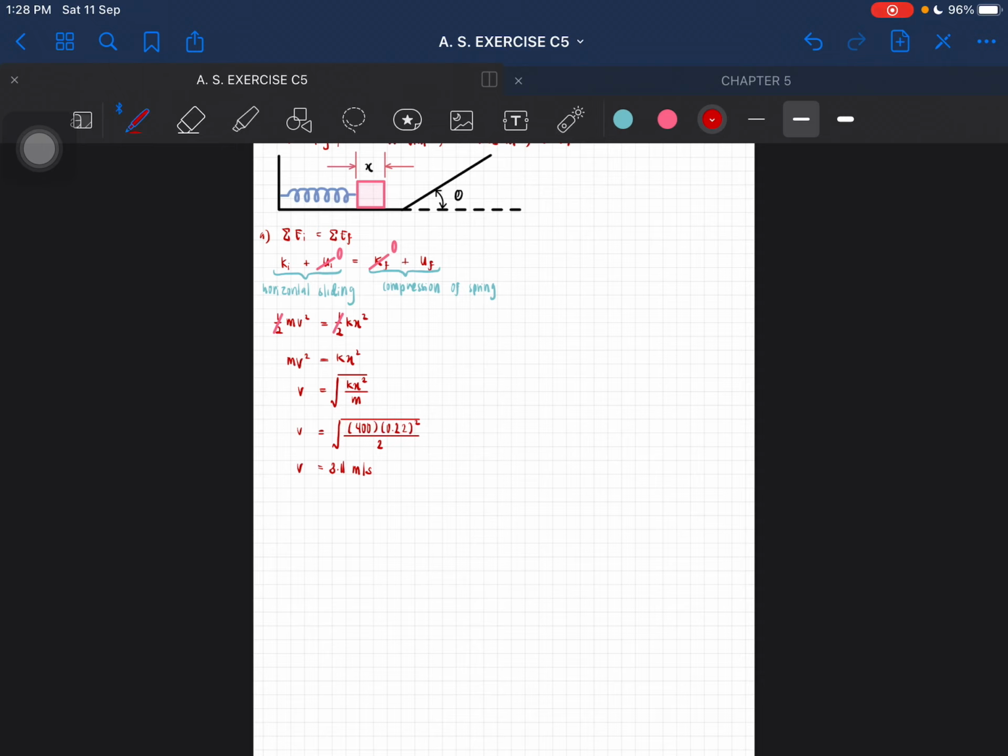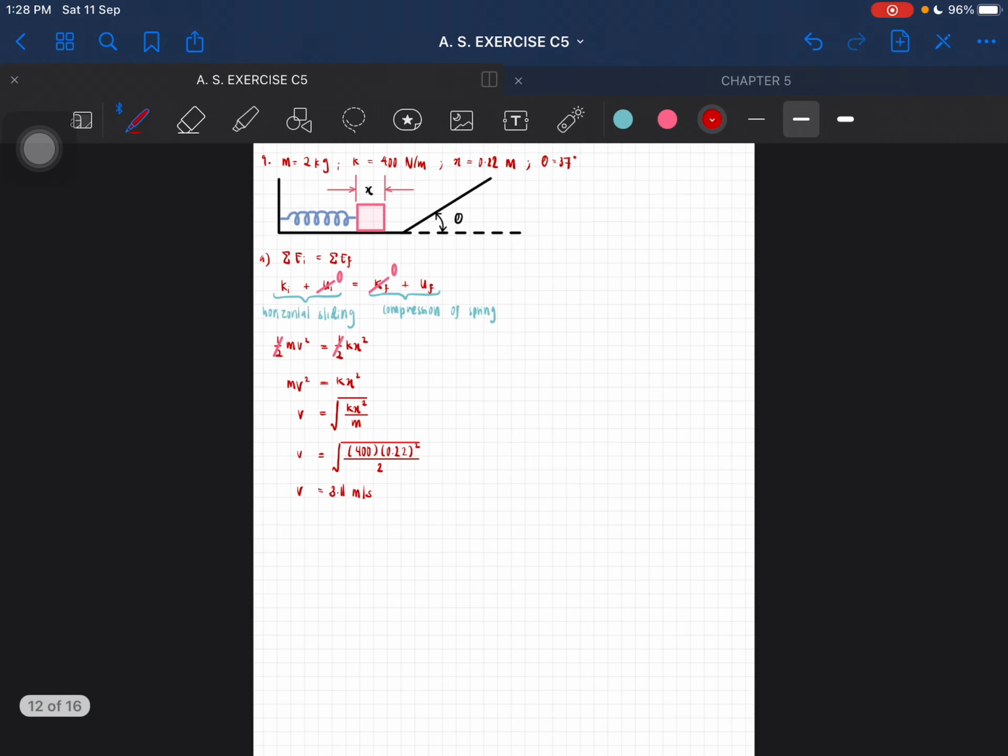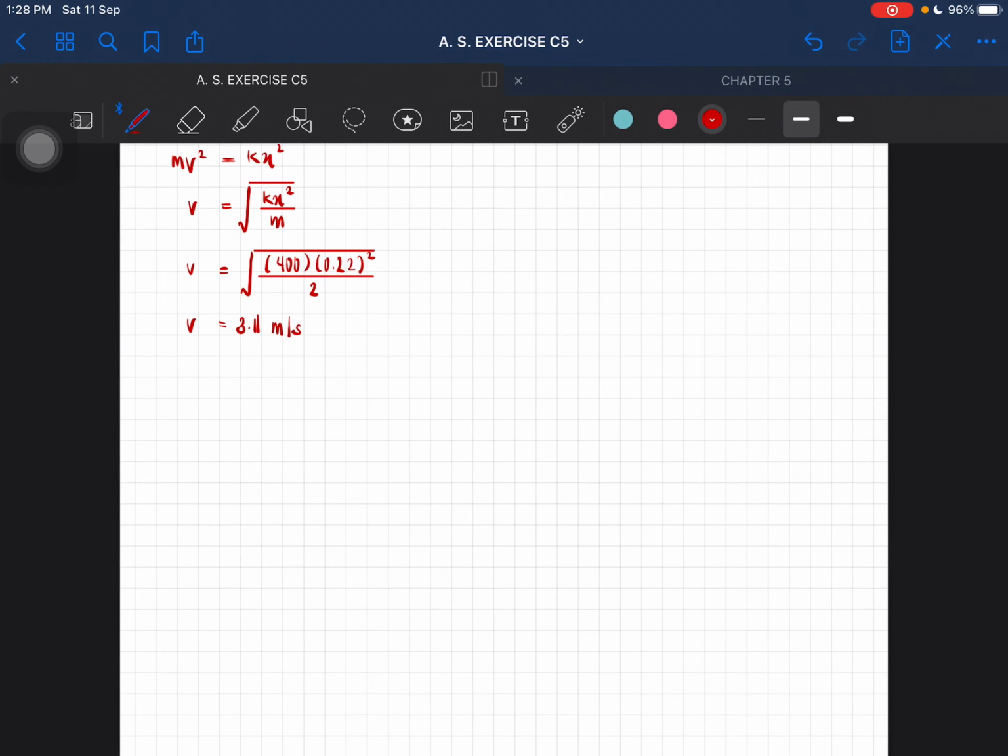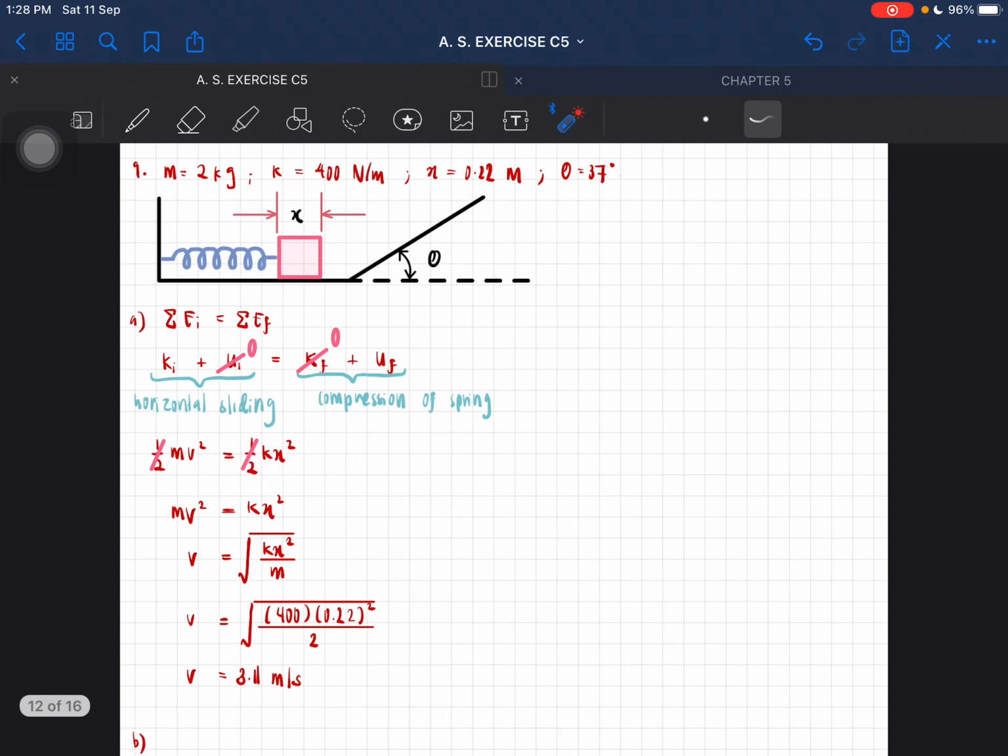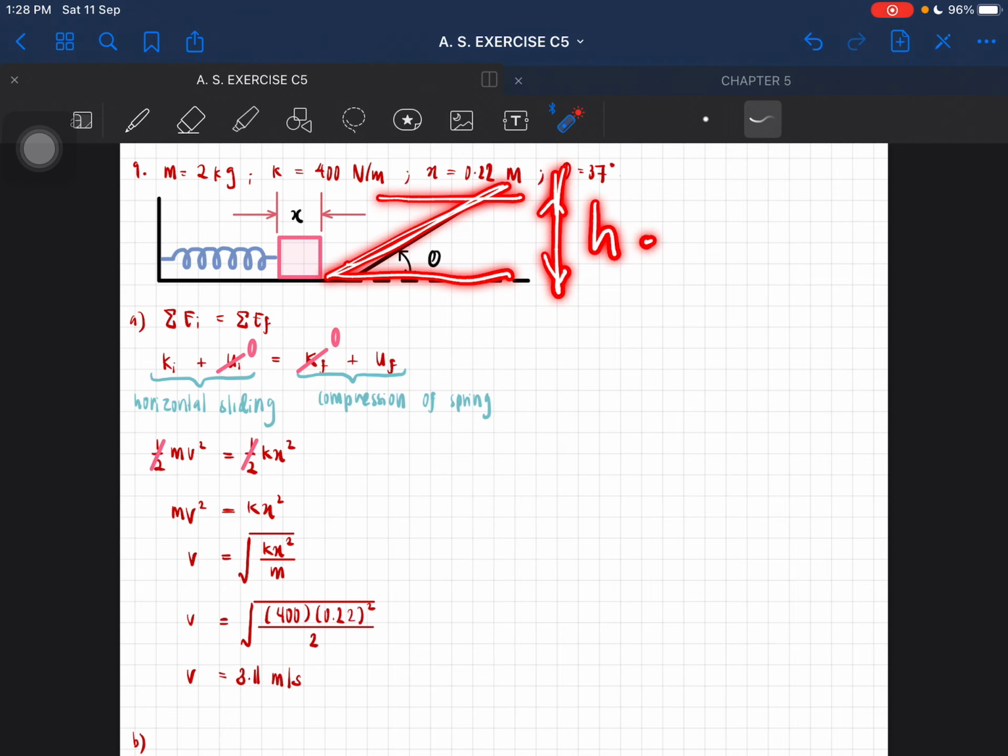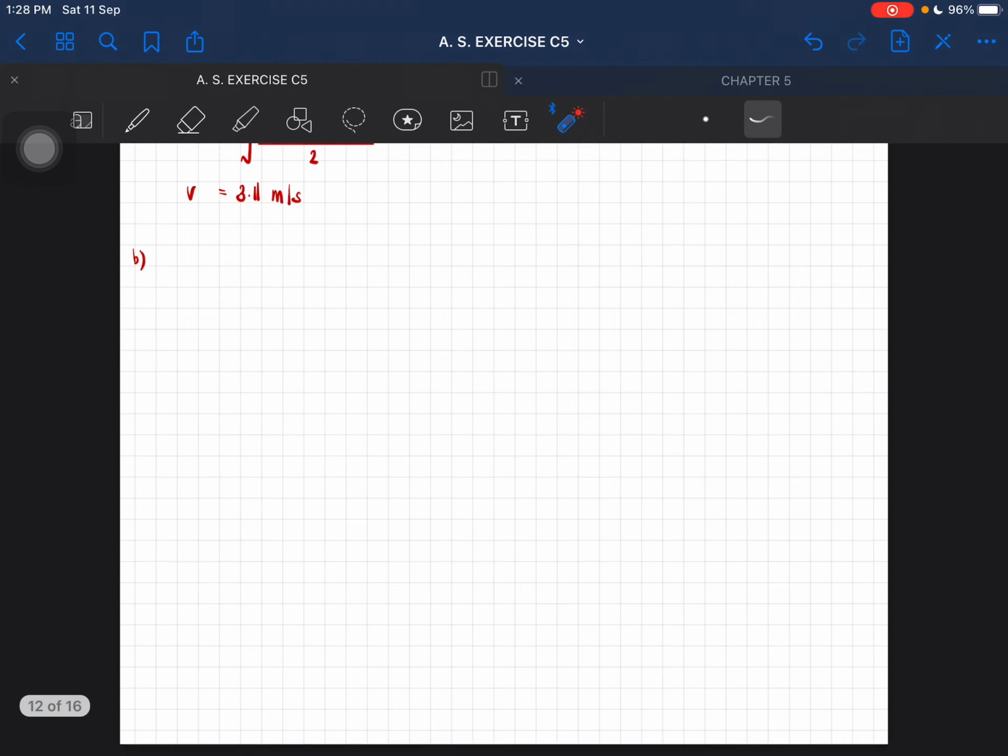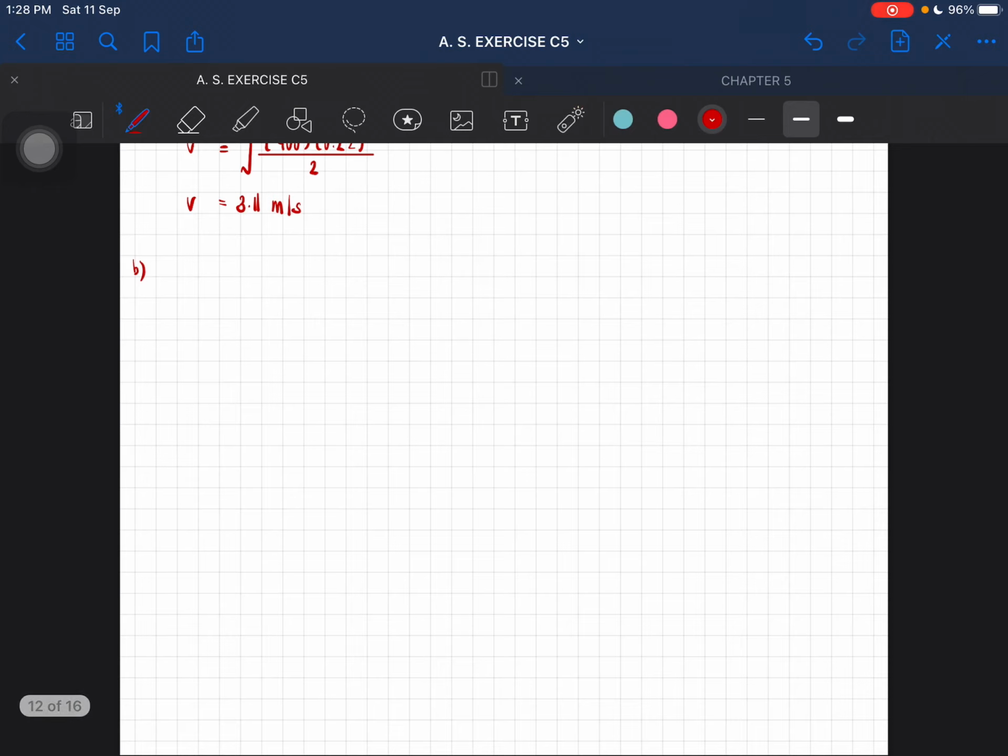So this is just the usage of conservation of energy to solve the question. For part B it is the same, except that there will be a change in gravitational potential energy, because the question mentions the inclined plane, so there is a change in height. Alright, let's do that.